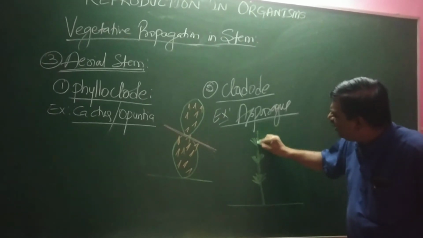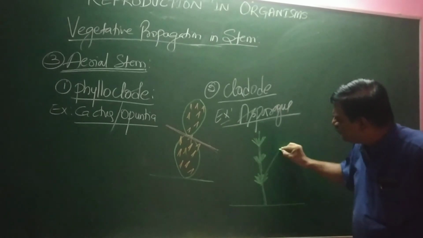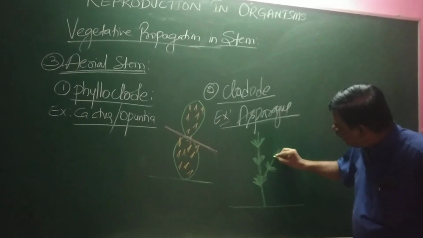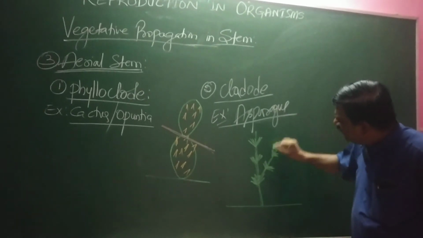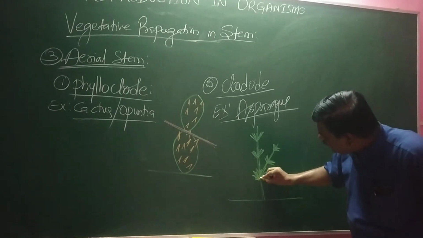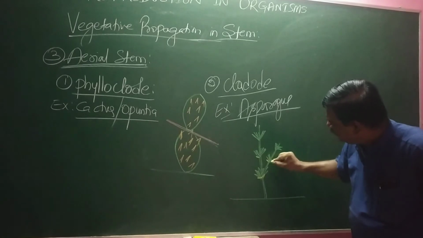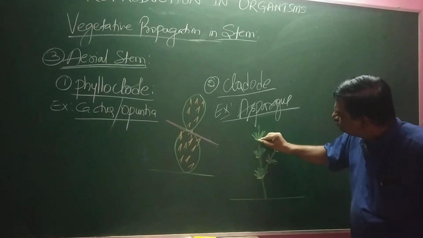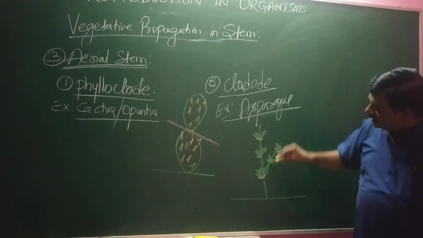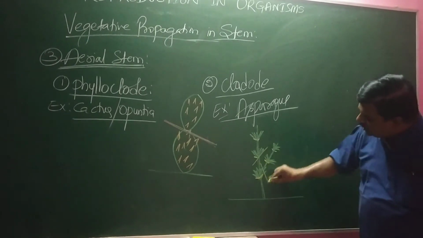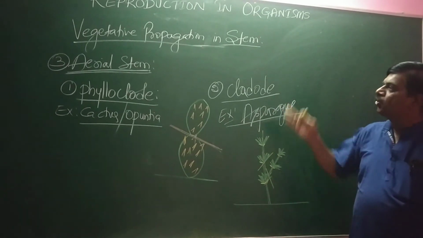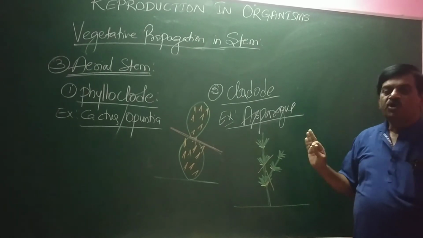Here, one or two branchings can also be noticed, but the nodal region has whorls of leaves. Below the whorls of leaves, a very small spine can also be noticed at the lower region. So, in this cladode, asparagus, when the stem is cut into pieces, each piece has the capacity to give rise to a new plant body, hence it is also called vegetative propagation.